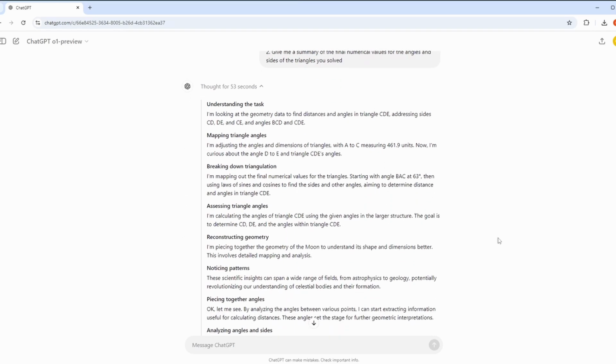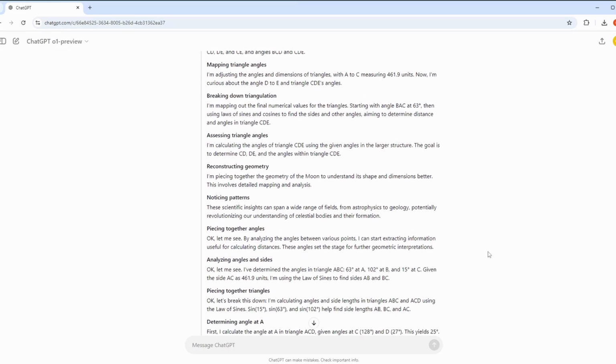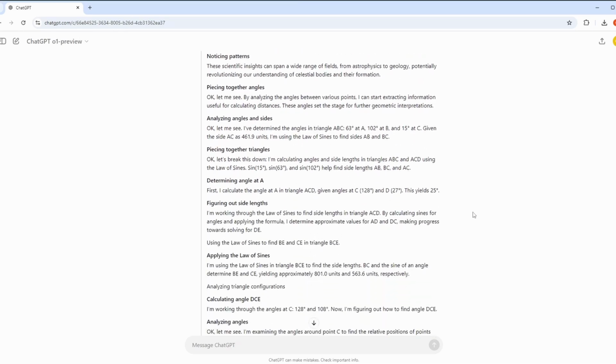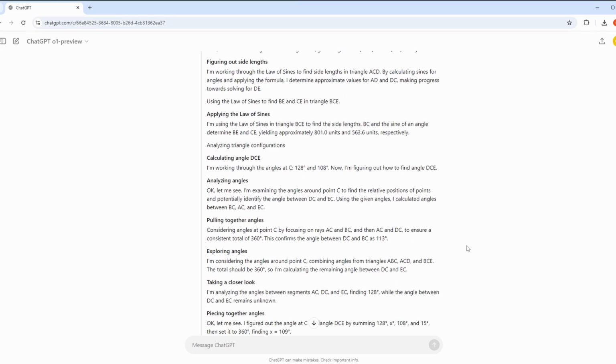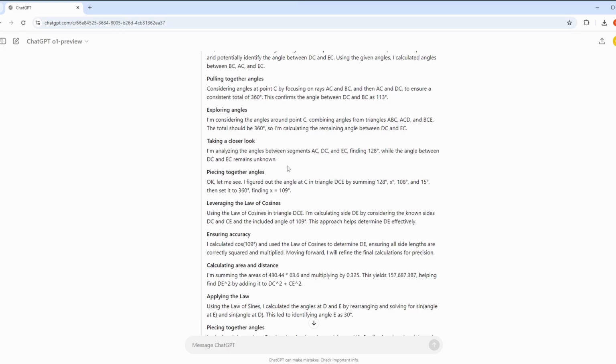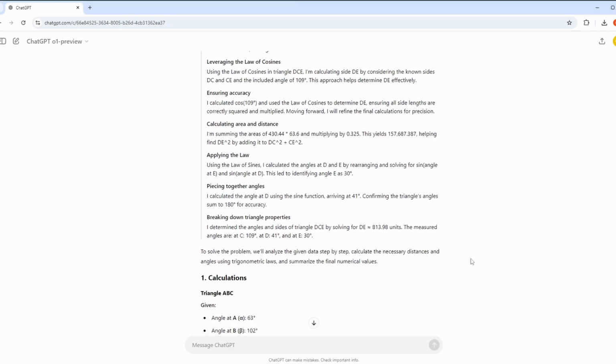So it's gone on its merry way and done its reasoning for 53 seconds. And it's looked through things and constructed some geometry and angles, piecing together angles, analysing angles and sides. Oh, it sounds all very hopeful, doesn't it? Determining angle at A, applying law of sines, calculating angle DC, taking a closer look at analysing angles between segments AC, DC and EC. Oh, this sounds all very good. So we get to some calculations here.